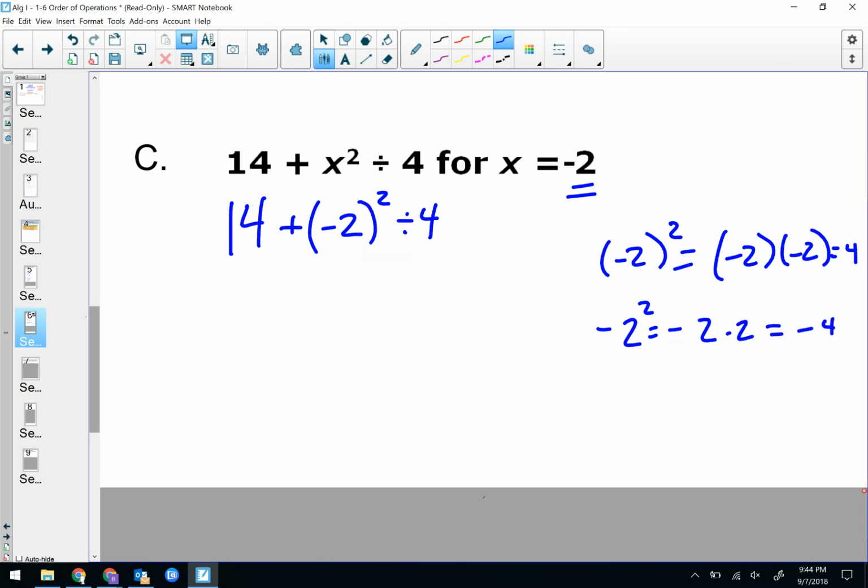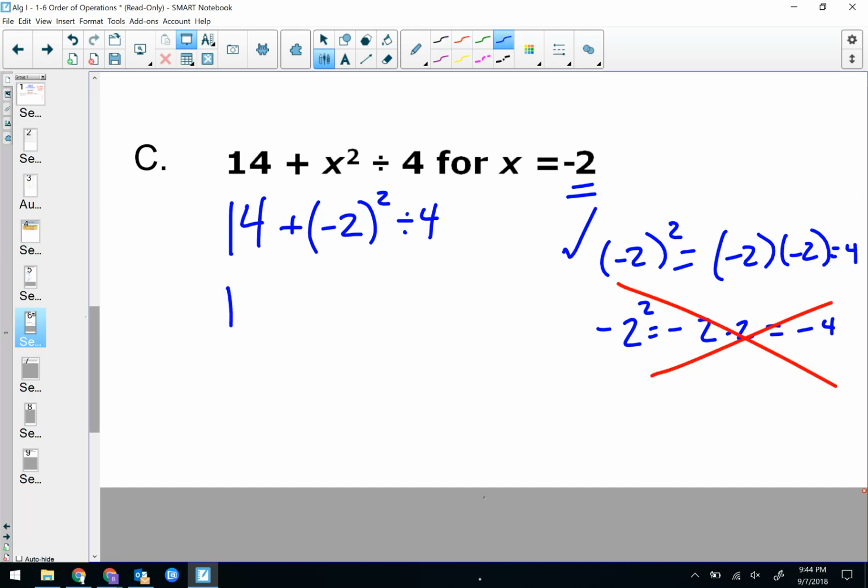Check it in your calculators. Do one with parentheses and one not. You're going to see this is true. So you have to be using parentheses. Okay, this is no good. You don't want that. Okay, you want this.